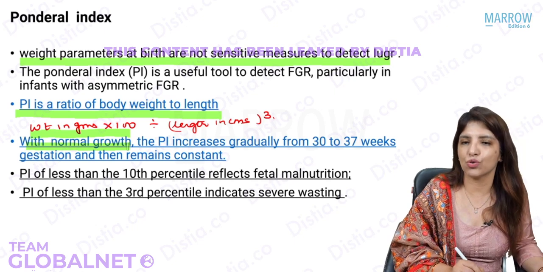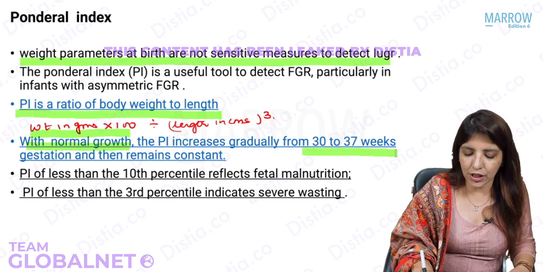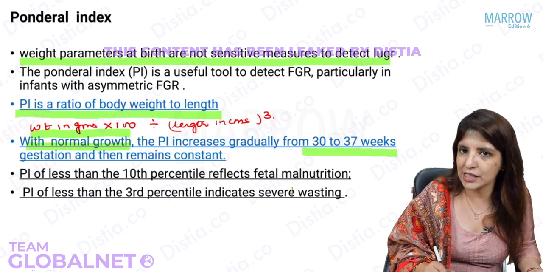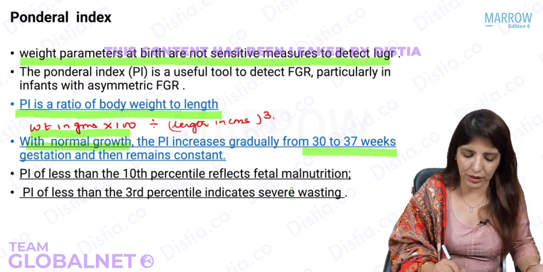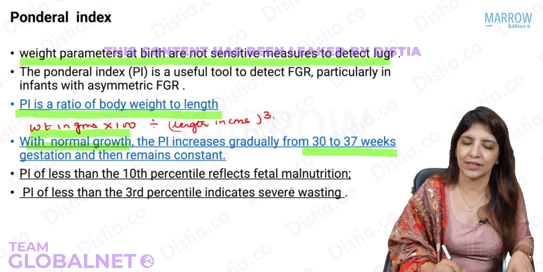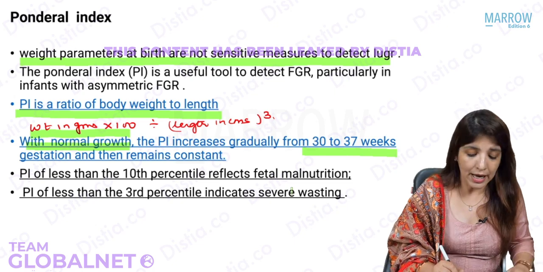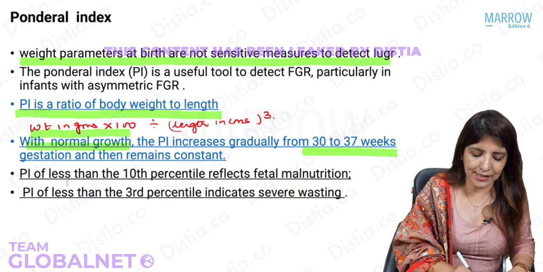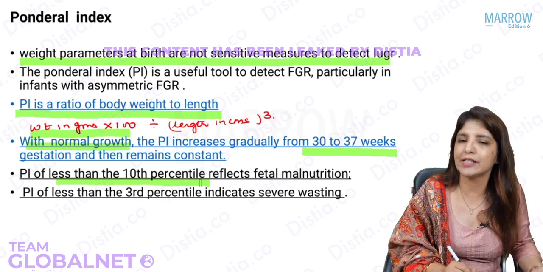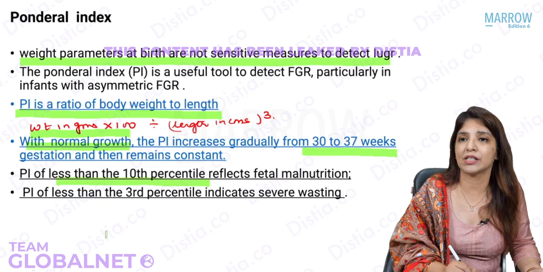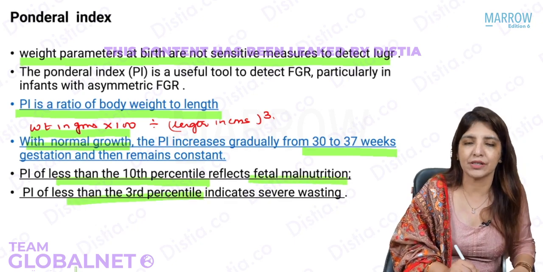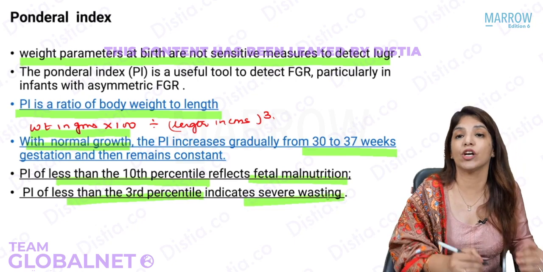Now, when the fetus is growing normally, between 30 to 37 weeks, the ponderal index will gradually increase because weight of the fetus increases more in comparison to the length. And then, between 30 to 37 weeks, ponderal index increases and then it becomes constant. Now, if ponderal index is less than 10 percentile, that means the fetus is not gaining enough weight, and that means that there is fetal malnutrition. And if ponderal index is less than 3 percentile, then that indicates severe wasting.